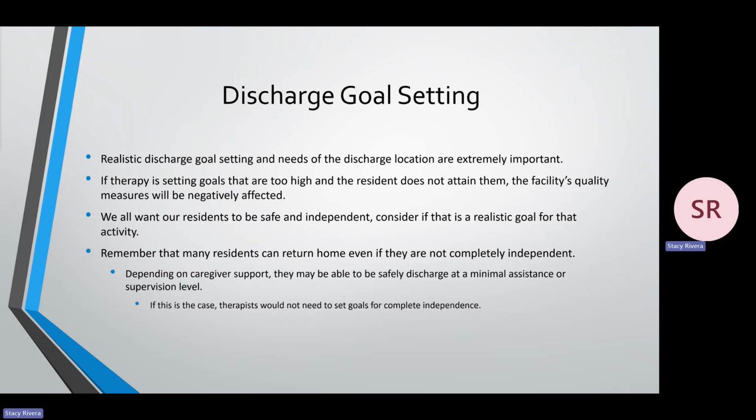Okay? Because home health and outpatient services can help, and we all know that from doing outpatient here, right? But those exist to help them get to the next level. Our job is to get them home.